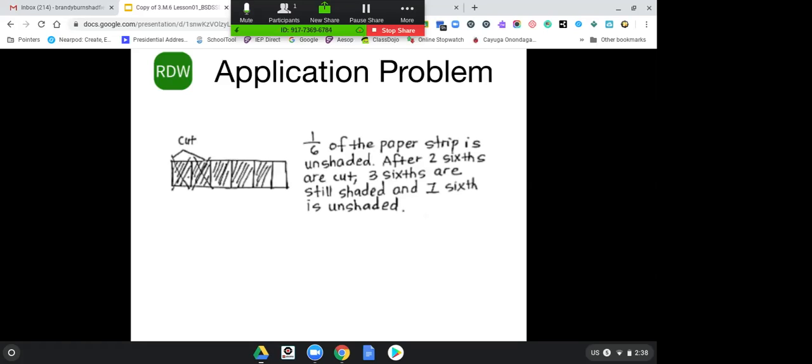So you would have had 1/6 of the paper strip is unshaded. After 2/6 are cut, 3/6 are still shaded, and I have 1/6 that would be unshaded, even if you cut those pieces off.